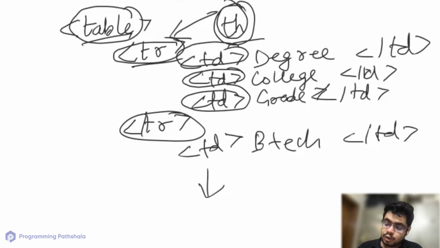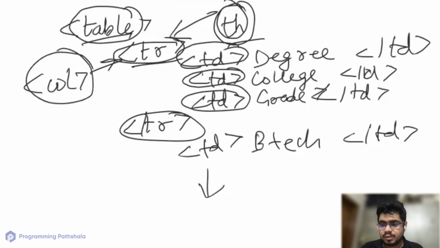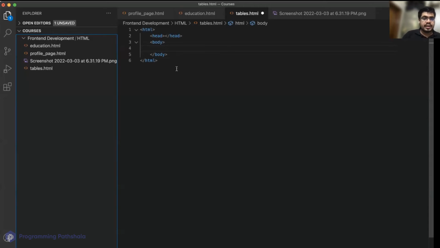Apart from that, if you sometimes want to focus upon a particular column, or build the table column by column, instead of tr you can build it using col. So col represents one particular column. So we'll see all this in action in the upcoming coding session. So let's say here, I want to create that table that I just talked about.